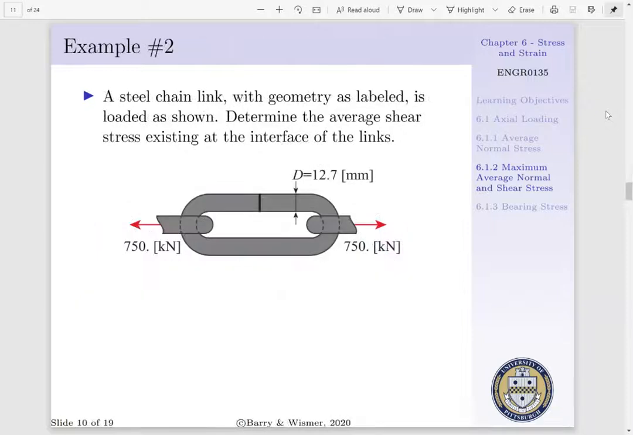Let us look at a very simple application of our shear stress. Let us revisit our steel chain link with the same geometry as shown below. Now we want to determine our average shear stress existing at the interface of the links. That is, we have a link on the left pulling with a force of 750 kilonewtons, and a link on the right pulling with a force of 750 kilonewtons. Thus, the link in the center is going to be experiencing shear along the center line.